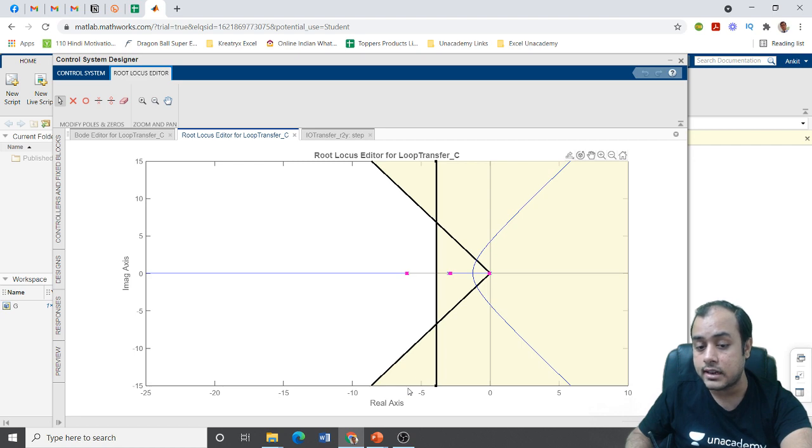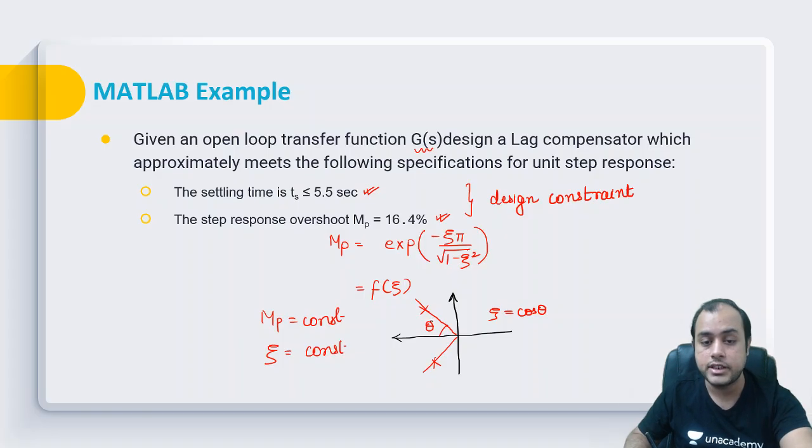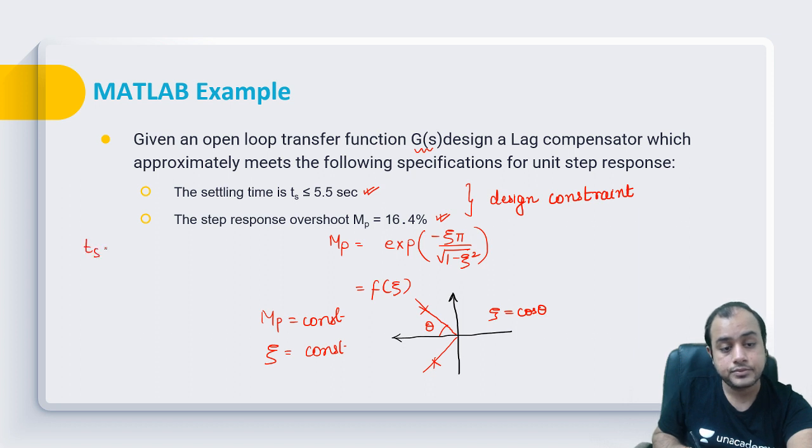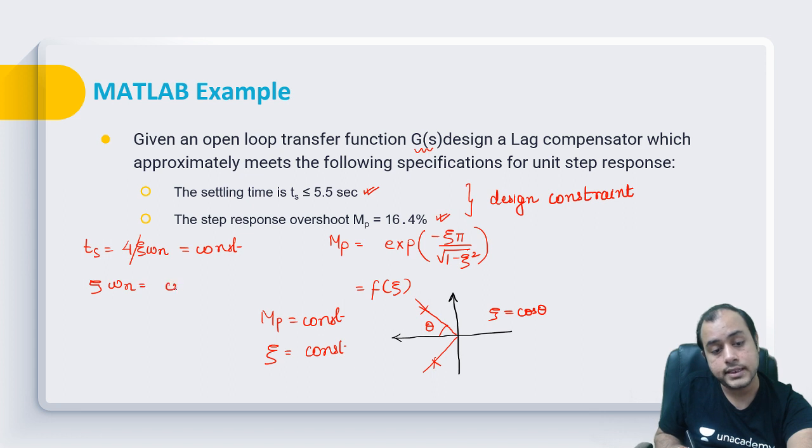What does this straight line represent? Let me show. Settling time is basically 4 by zeta omega n. If this is constant, then zeta omega n is constant. Now when we talk about the roots of a second order equation, it is minus zeta omega n plus minus j omega d. So what can you say?